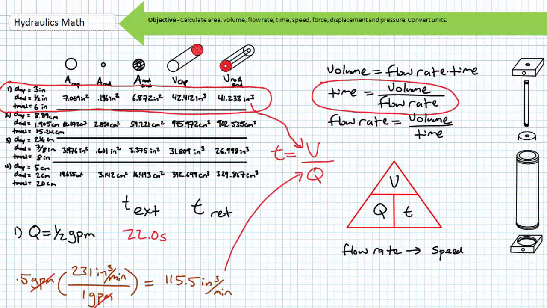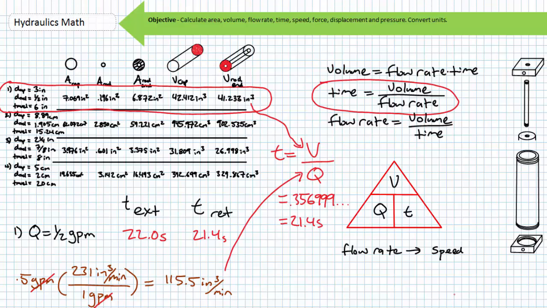For retraction time, our volume of interest is the rod end, not the cap end. Substituting in the unrounded values, units of cubic inches cancel out, and we're left with a time in units of minutes. This can be converted to seconds with the understanding that 1 minute equals 60 seconds. Units of minutes cancel out, we're left with a retraction time of approximately 21.4 seconds rounded to the tenths place. Notice retraction time is less than extension time, as we previously pontificated.